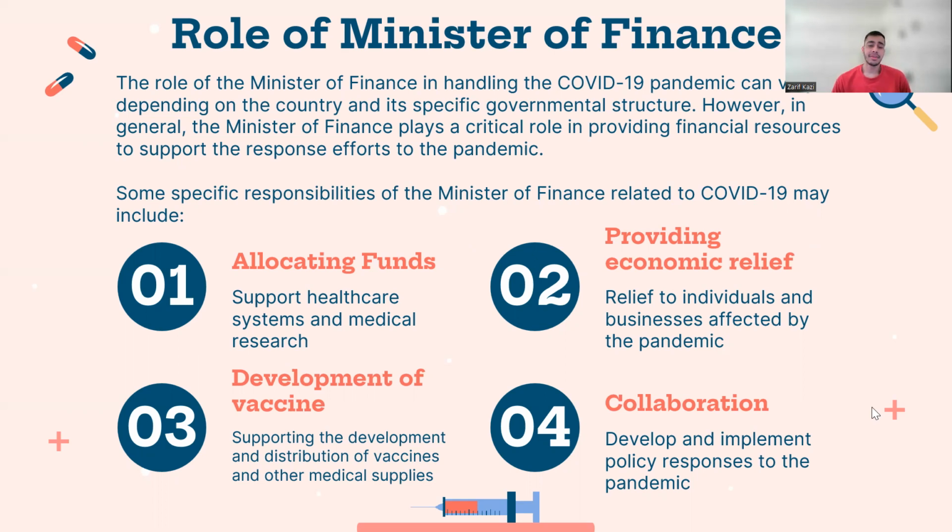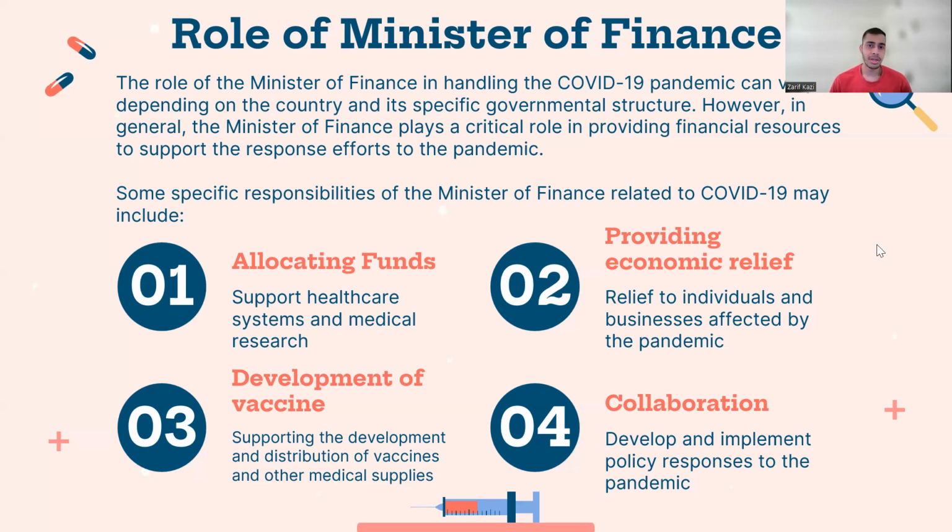Number three is development of a vaccine. So the Minister of Finance is responsible for allocating funds to the development of a vaccine. This can help support the distribution of the vaccine as well, but not only limited to the vaccine, it can help in development and distribution of other medical supplies. For example, there was a pretty massive shortage of ventilators at the time, and so funds needed to be allocated for that as well.